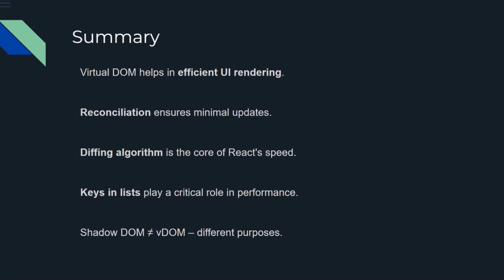Now, let's go to a summary. Right now I told you about the virtual DOM and reconciliation, and then the diffing algorithm. Actually, I did not cover the shadow DOM and the virtual DOM difference here, but I will try to explain it in a separate video. But this is the summary. We understood the virtual DOM and how it helps in efficient UI rendering, and the reconciliation process ensures minimal updates. The diffing algorithm is the core of React's speed, and keys in lists play a crucial role in performance. So this is all about it.